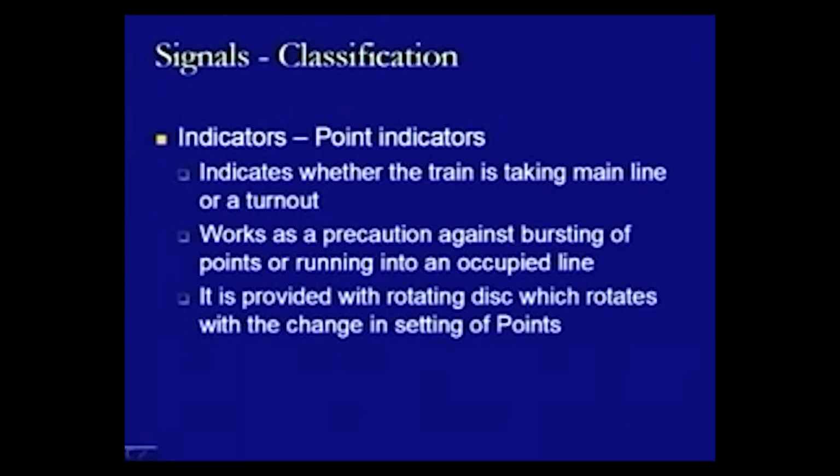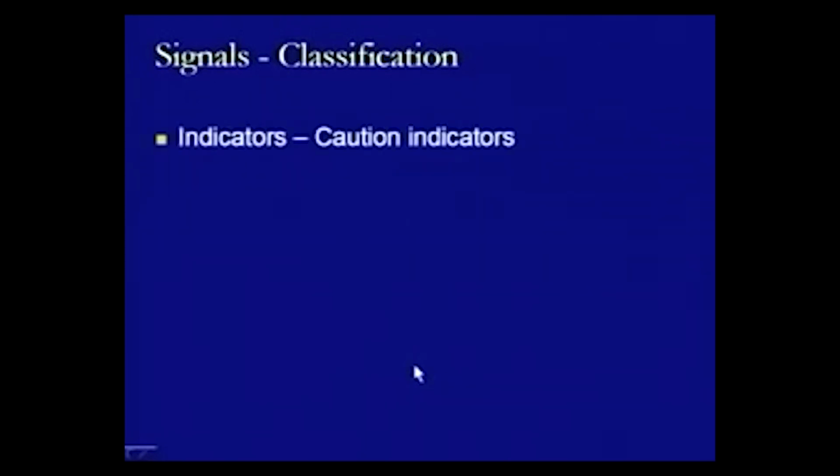It is provided with a rotating disc which rotates with the change in setting of points. That is, it is a combination of the movement of the points or the setting of the points, and as soon as the points are being set, the rotating disc will also start moving and take its position, and if it is allowing the movement on the turnout, then it will be set in that form.